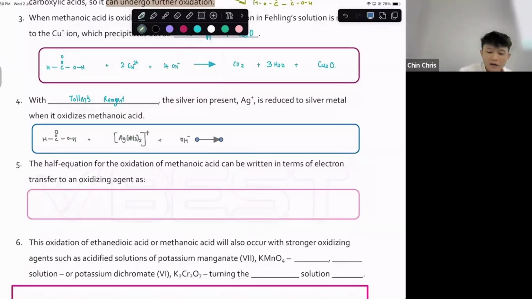So, guys, again, when you oxidize methanoic acid, what does it turn into? CO2 and H2O. So why is methanoic acid a strong reducing agent? You don't need to know that. You just need to know that only methanoic acid can undergo oxidation. That's it.